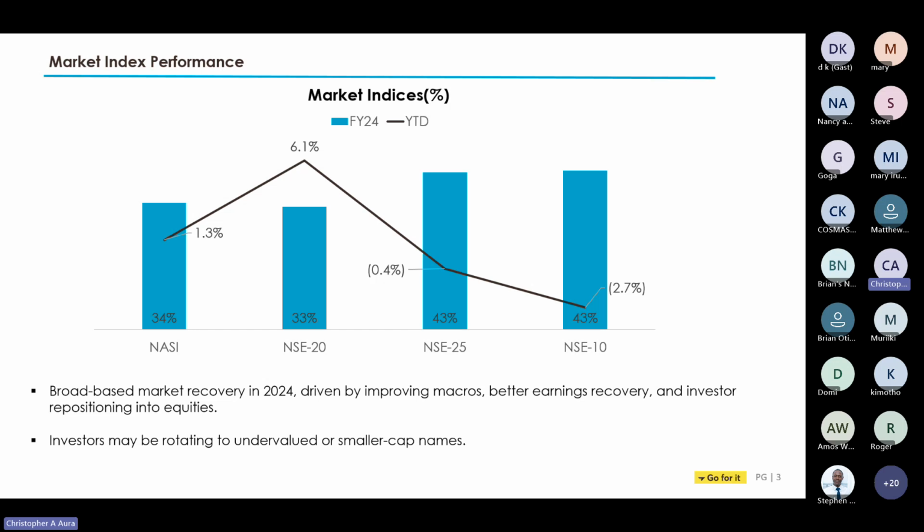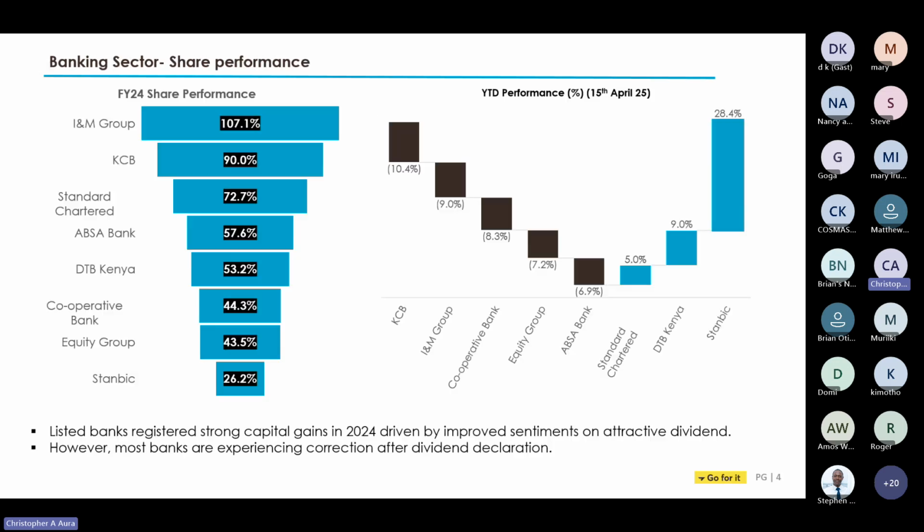So far, NSE 25 has recorded a loss of 0.4%, same to NSE 10. So for this, it's just showing that investors are rotating their stocks in terms of their investment selection. So that's the entire market. Now we start with the banking sector.